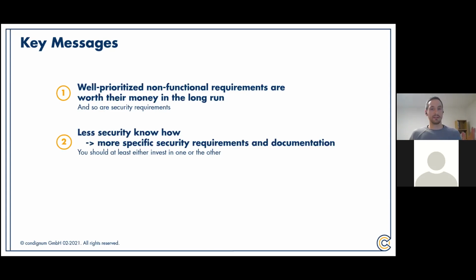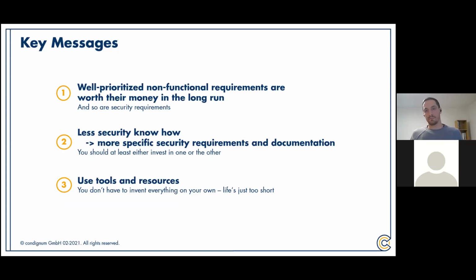Number 2, if you have less security know-how in your team, then it's even more important to have more specific requirements and more detailed documentation. So you should at least either invest in one, so the security education, or in the other. And number 3, just make use of all those tools and resources which are already out there, because you don't have to and you cannot just invent everything on your own. Life's just too short for that. And this is also true for security requirements.